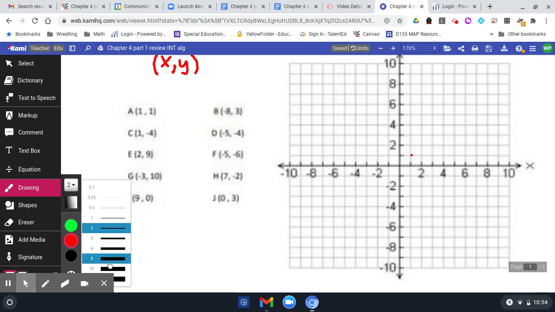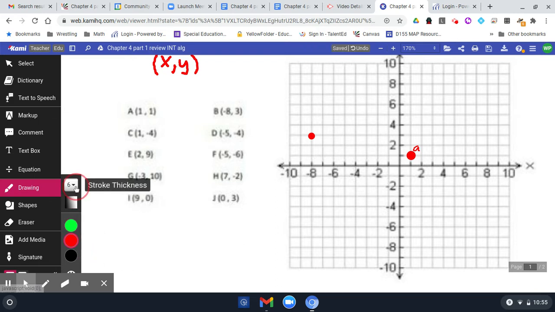I'll go ahead and make that a little thicker. And that would be A. All right, so I'm going to put a little A next to it. You can color code them as well if you wanted to. My next one is going to be negative 8, 3. So I'm going to go all the way over to negative 8. I always move left to right first, and then positive 3. 1, 2, 3, between the 2 and the 4. And that is going to be my B.